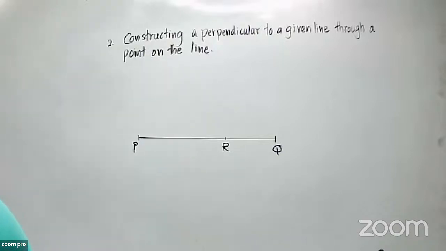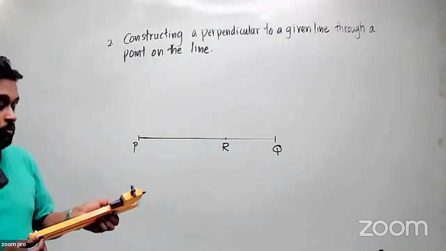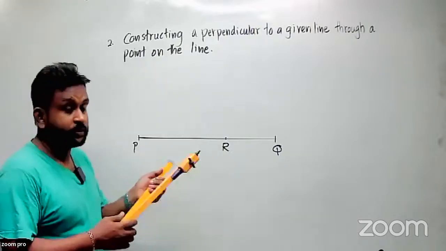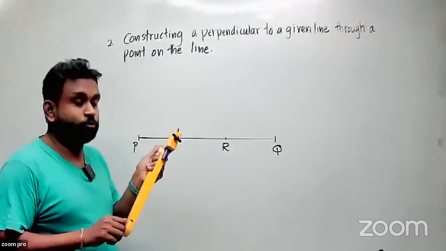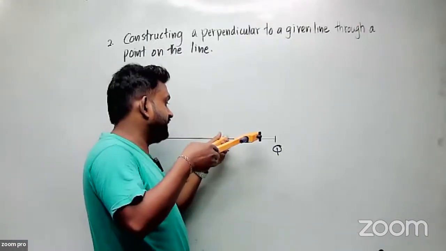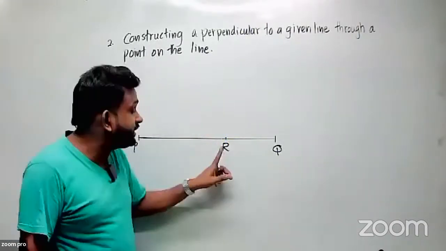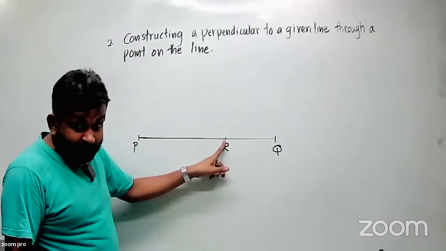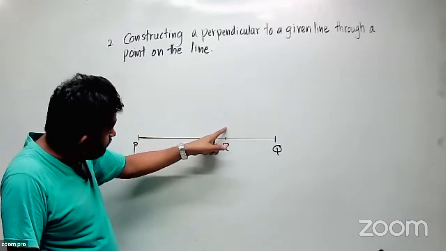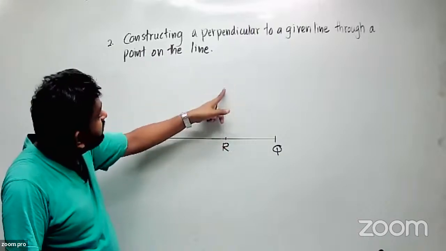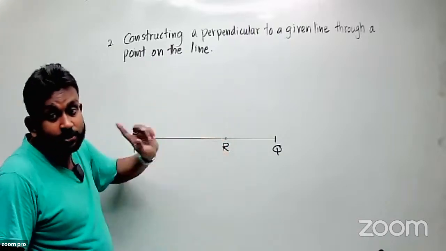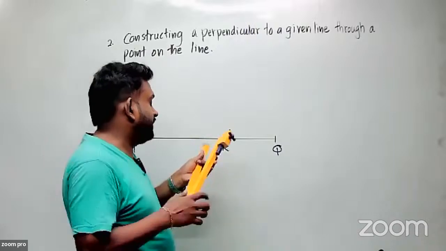Then here I will draw a perpendicular at R. A perpendicular has to meet at this R. So what should happen here? There should be a 90 degree angle set here. So how to draw that one?